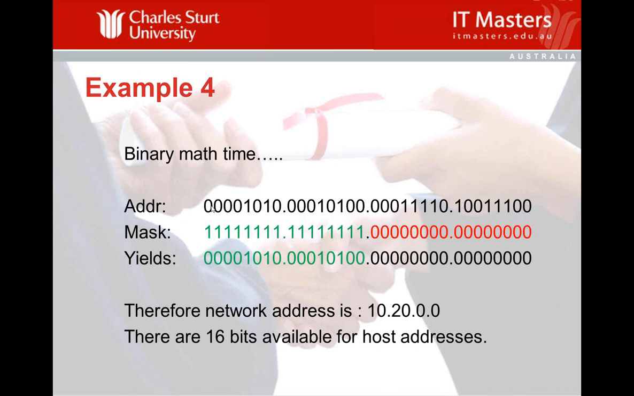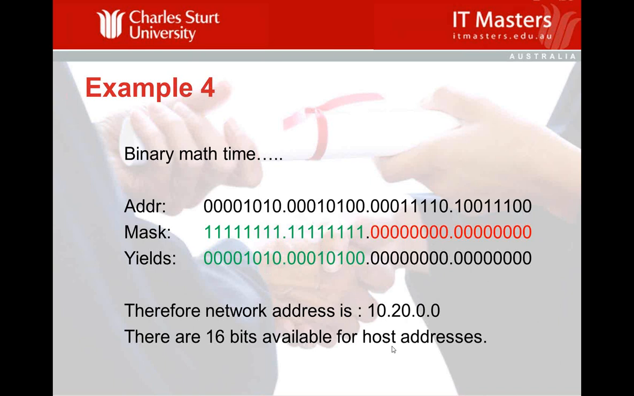If we do our binary AND, 0 and 1 gives us a 0, 1 and 1 gives us a 1, and you get the idea. So it becomes 10.20, but the last two octets of the subnet mask rub out whatever's here. So it becomes 10.20.0.0. Therefore, the network address is 10.20.0.0. And there are 16 bits, the red bits, available for host addresses.